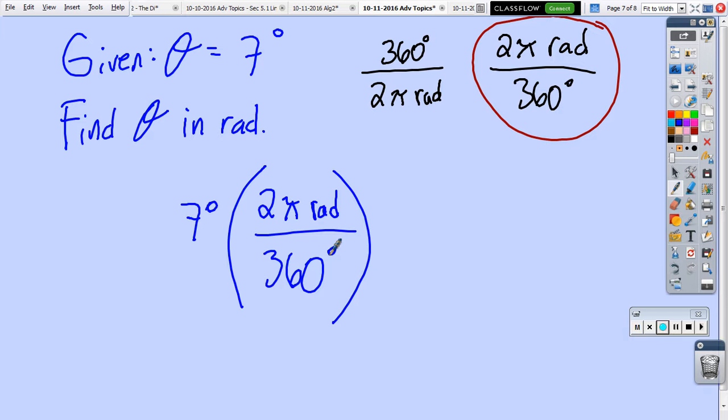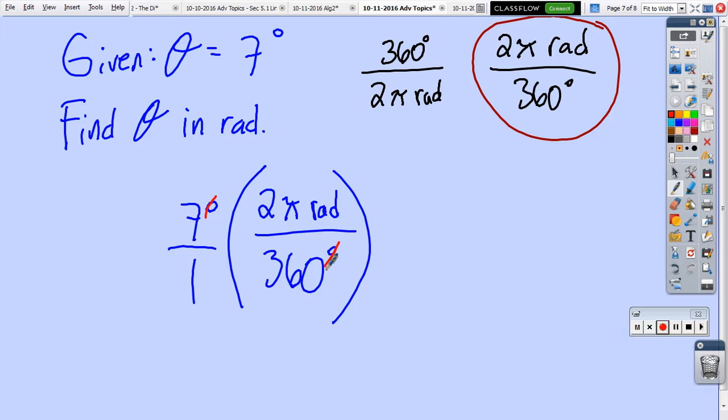So we get to here. And if it helps, you could write this over 1, right? Any value can be written over 1. So let's go ahead and do that, so that it's very clear how we're allowed to simplify, how things go away. The reason you chose this one is because you wanted the degrees to no longer be the unit. You want to just be left with radians. So now it's a matter of simple math, just multiplying numbers.